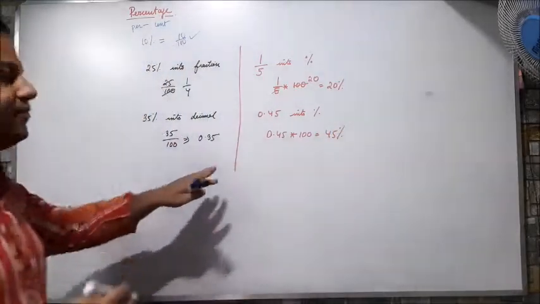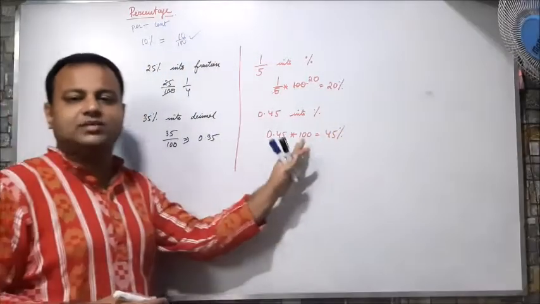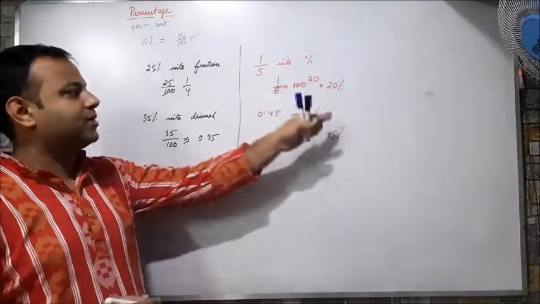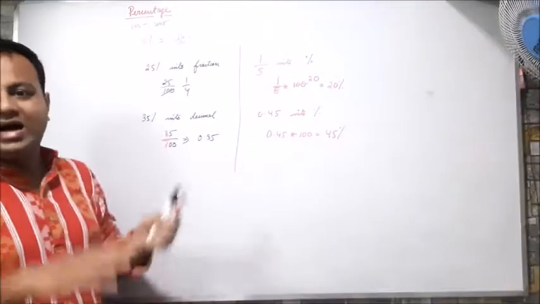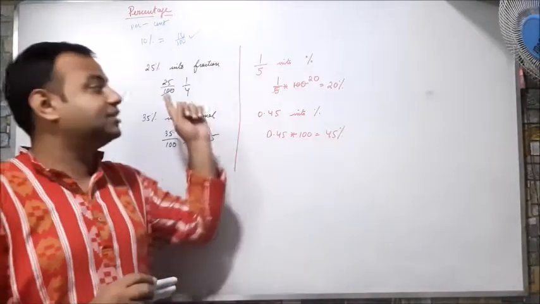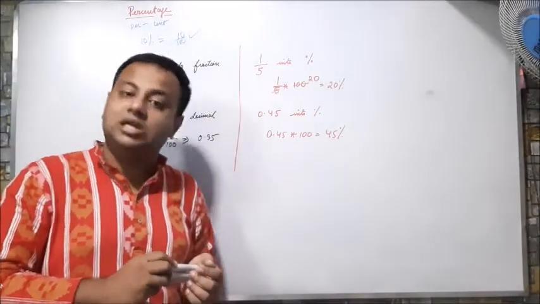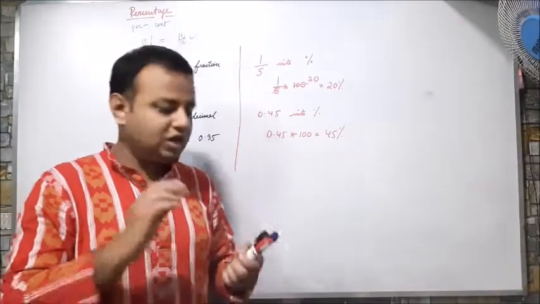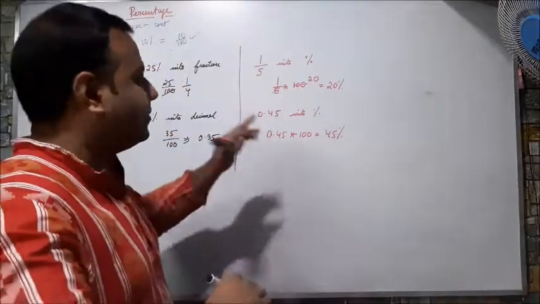So this is the basic funda of converting a percentage into decimal or fraction, and fraction or decimal to percentage. If asked to change from percentage, we will divide; if asked to change into percentage, we will multiply. Correct? Other than this, what else can be asked?